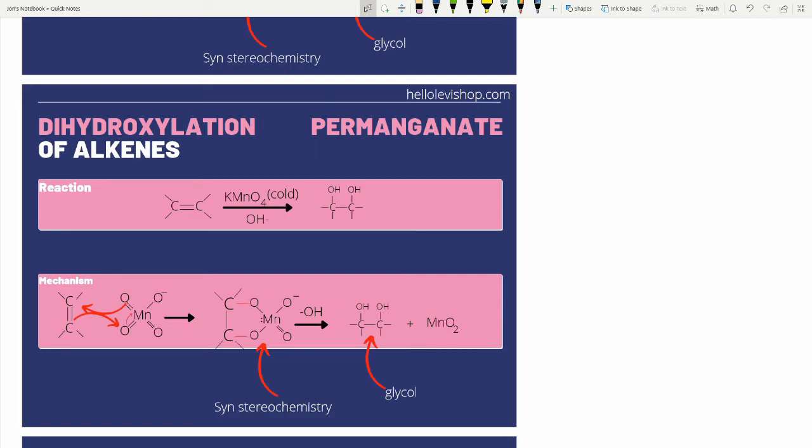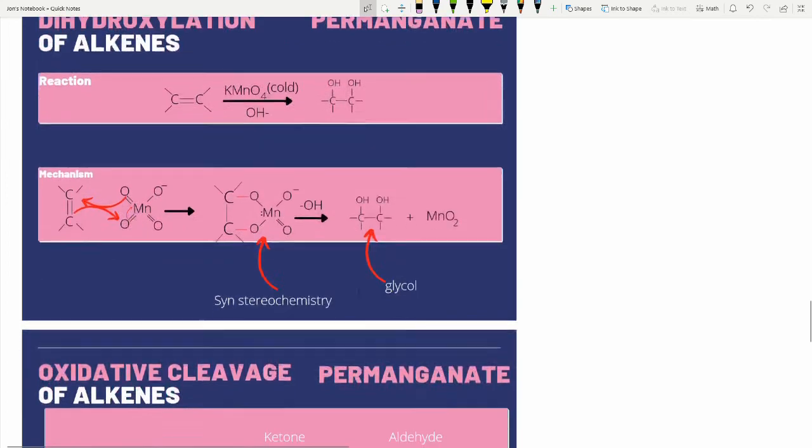To hydrolyze the ester this time, we have to use something basic like hydroxide, and then we end up with glycol, which again is two alcohols, and manganese dioxide, which is MnO2.